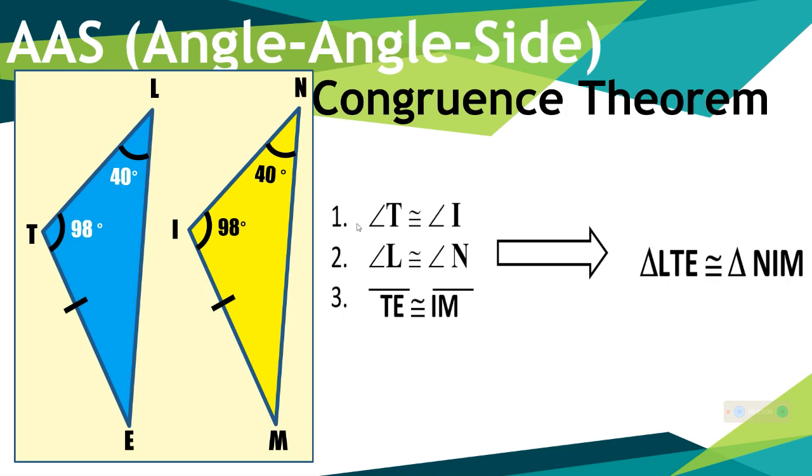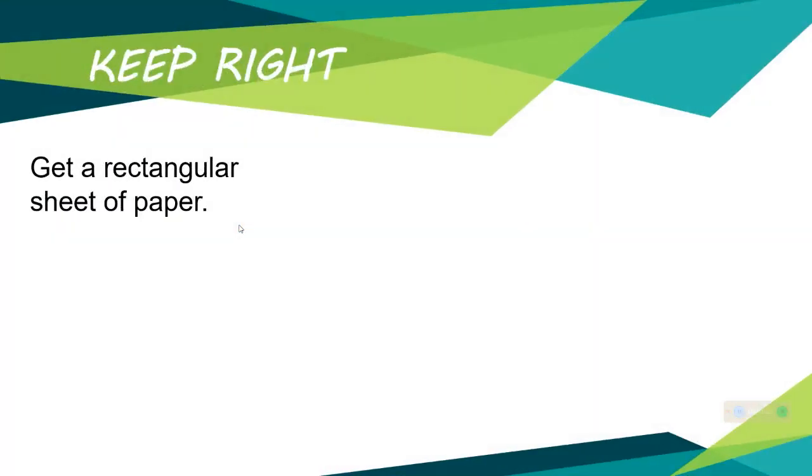Why? We have these three proofs. The first is angle T is congruent to angle I. Then angle L is congruent to angle N. And then segment TE is congruent to segment IM. As you have noticed, we are given angle, angle, side on the first triangle, and also on the second triangle. In this case, take note of the non-included side. The congruent sides on our two triangles should not be included between the angles. That's why we have the angle-angle-side congruence theorem.